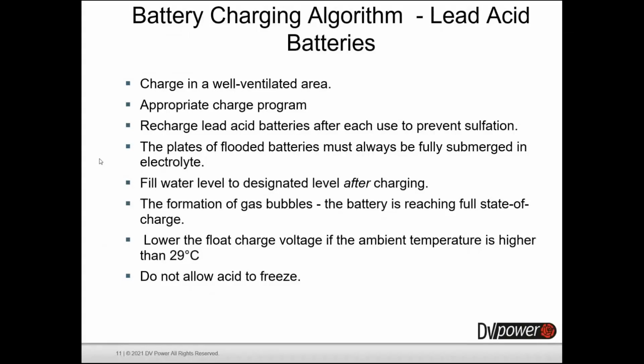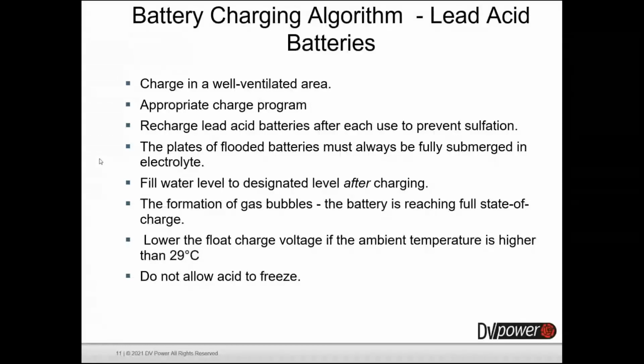It's important to underline here that the lead acid battery cannot be stored on low charge. Then the next thing is the plates of flooded batteries must always be fully submerged in electrolyte. You need to fill the battery with distilled or deionized water to cover the plates if low. Never add electrolyte, just deionized water or distilled water. But this water level must be filled after charging. Why? Because overfilling when the battery is on low charge can cause acid spillage during charging. That's why you need to always add this water after charging.